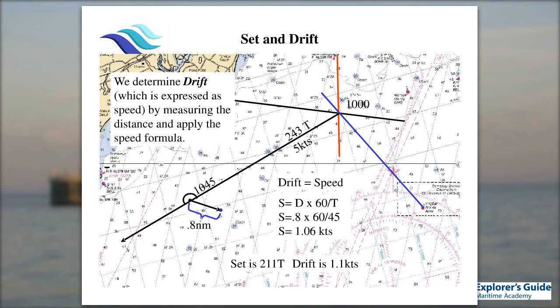Next, we want to know how fast that current and wind is pushing us off course. It's not that distance. Distance does not equal speed. It's got to go through a formula. Here we have 1.8 nautical miles, times 60, divided by the time we were under that influence, 45 minutes, and we get a drift of 1.2 knots. So our set is 211 true. The drift is 1.1 knots.